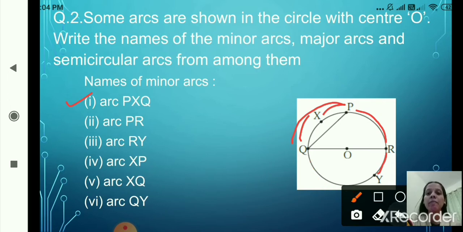Again we will start. First one is arc PXQ. Second, arc PR, this arc RY. Next, arc QY, or you can write down YQ. Then arc XQ or QX, and the last one is arc PX or XP. So these are the minor arcs, the smaller arcs. Now we'll write down the next, that is major arcs, the bigger arcs. I hope you are clear with this.